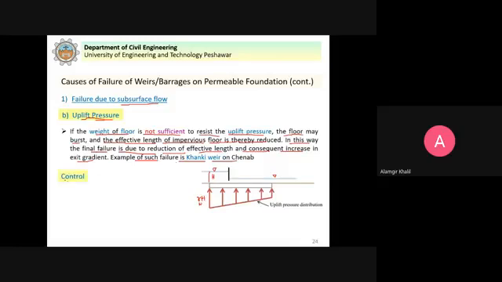So how to control this? By providing sufficient impervious length and of appropriate thickness. Impervious length of what? The floor. By providing sufficient impervious length of the floor and appropriate thickness so that the weight of the floor is able to resist this pressure.